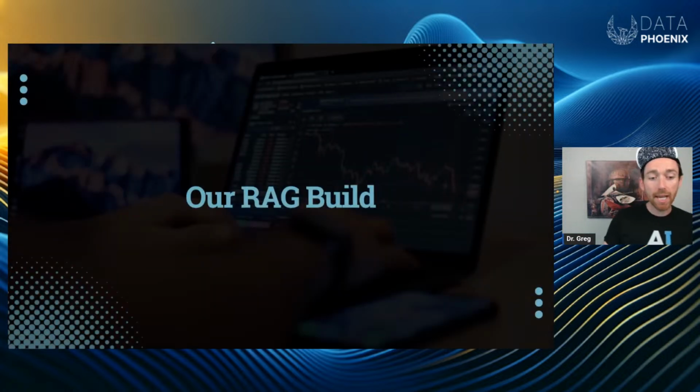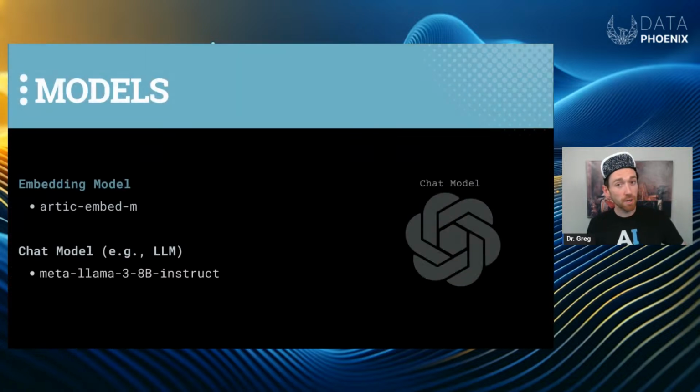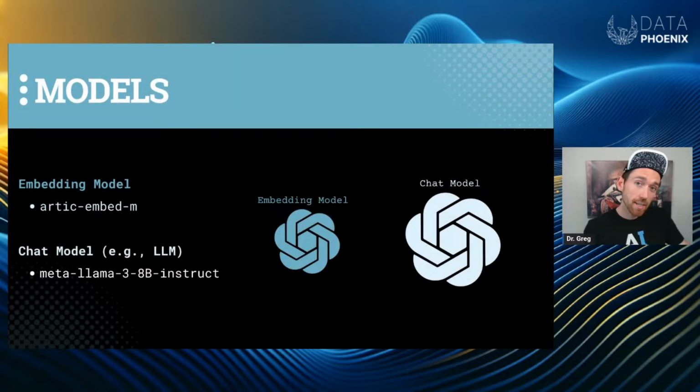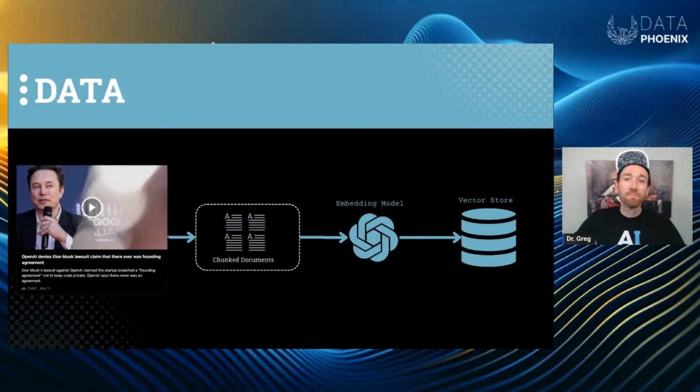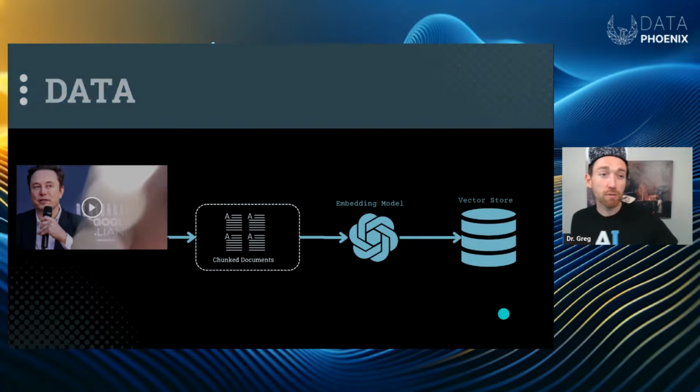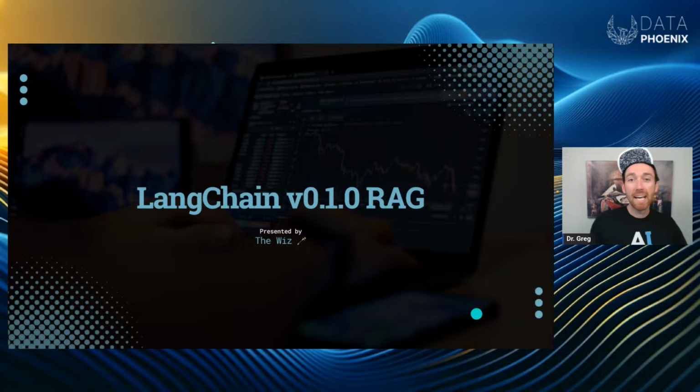So our build today is going to be using open source models, the latest and greatest, of course, including Arctic Embed Medium from Snowflake and Meta's Llama 3 8 billion instruct model. We're going to do a fun kind of application today. If you guys have seen the Elon Musk OpenAI lawsuit, we're going to build a quick RAG system to be able to ask questions against this bad boy to see what's going on with Elon and OpenAI. And for that, we go over to Chris the Wiz to show us how to get set up. Wiz, over to you.